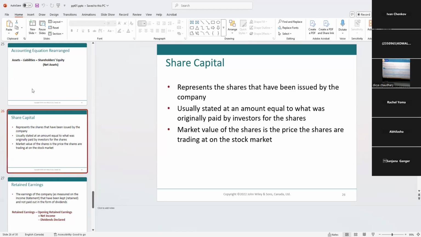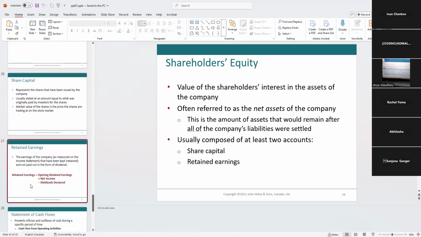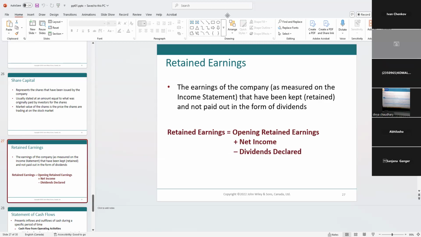Next component here, as we now have the share capital, we already know what the share capital is. Let's see what the retained earnings is. Retained earnings is the earnings which are left in the company and haven't been distributed yet as a dividend or used for other purposes of the company.